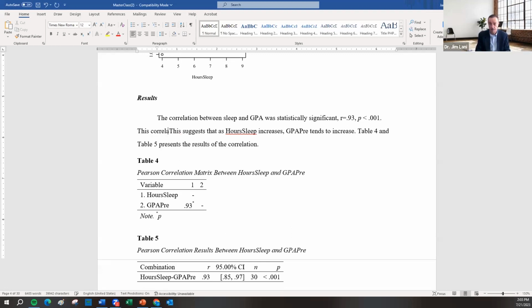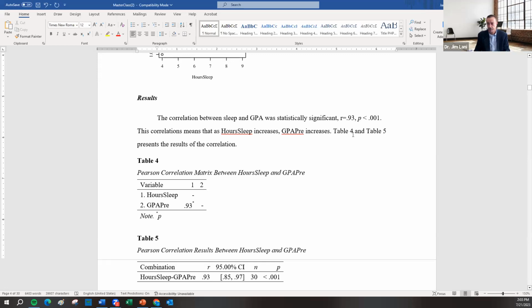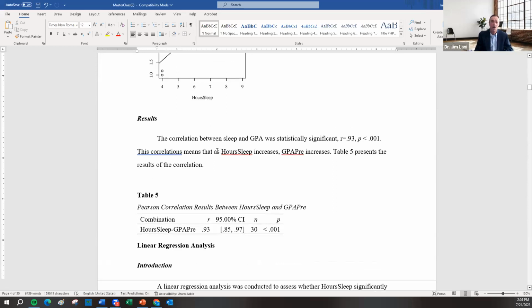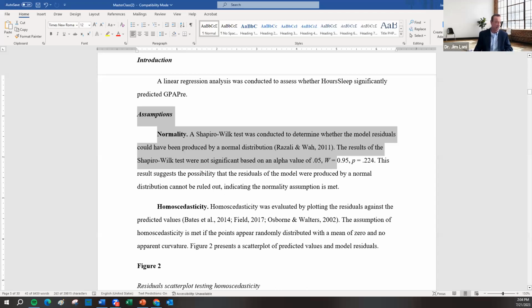This correlation suggests, this correlation means that as sleep increases, GPA increases. Something like this. And then maybe put one of the tables or the other. Maybe I would keep, say, Table 5 or some such. Something like that. It's very easy to spot this. This is always going to be templatized, so just know that you should put it in your own voice.